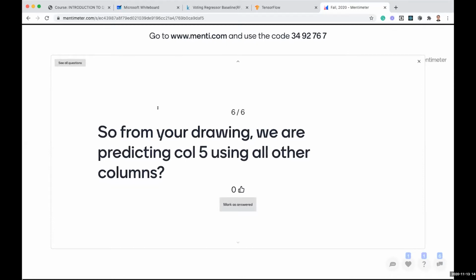Yes, that's right. We are predicting column 5 using all other columns. That's what we are trying to do.